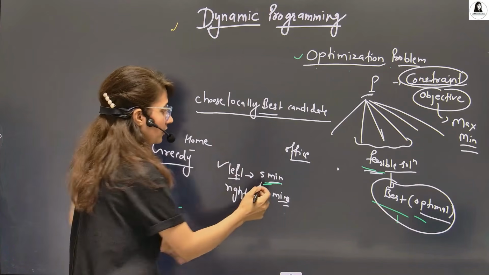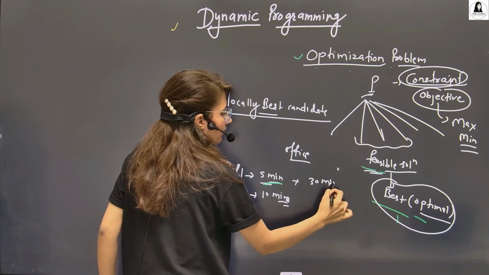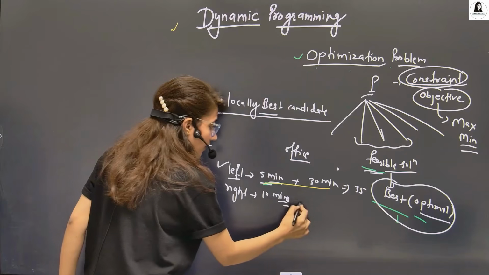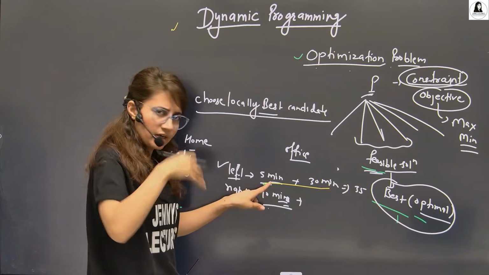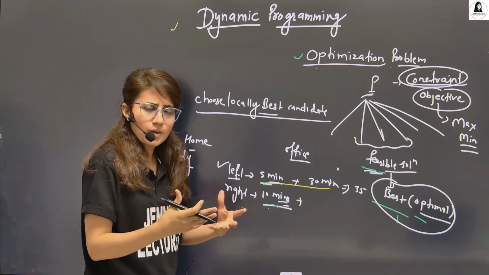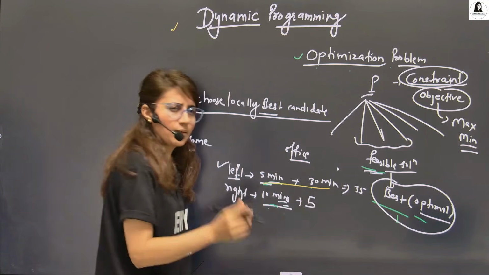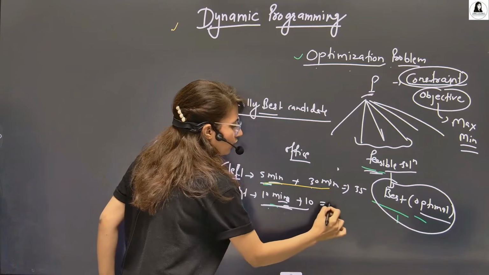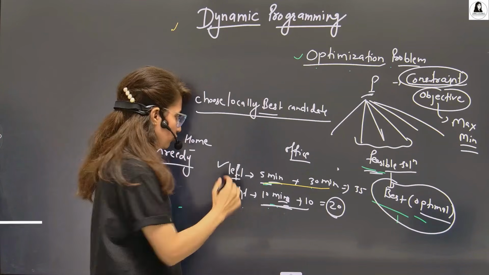But maybe this route will have a traffic jam later of 30 minutes, so the total time will be 35 minutes. This route is right now faster, but later has a traffic jam. The other route is right now slower, but later there is no traffic jam. Suppose the traffic is only for 5 or 10 minutes. Then it will give you a total of only 20 minutes. But because you are greedy, you chose the first one.